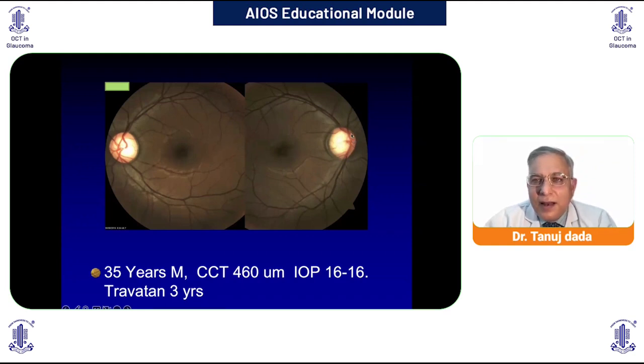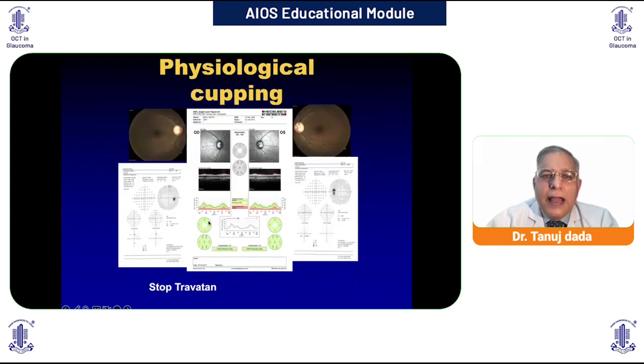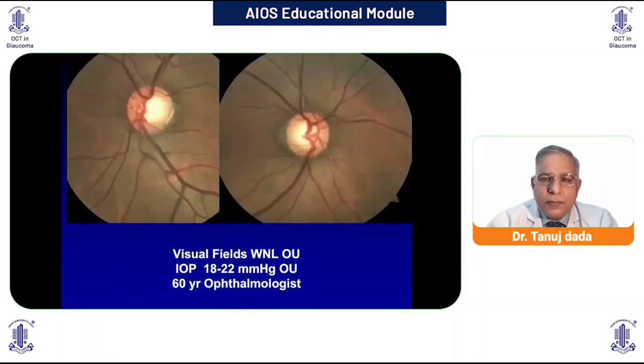But remember, large cup disc ratio, clinically you can see healthy RNFL visible, absolutely normal visual fields and absolutely normal RNFL. So I could stop Travatan, and the patient just stays on regular follow-up. So OCT helped to rule out glaucoma.